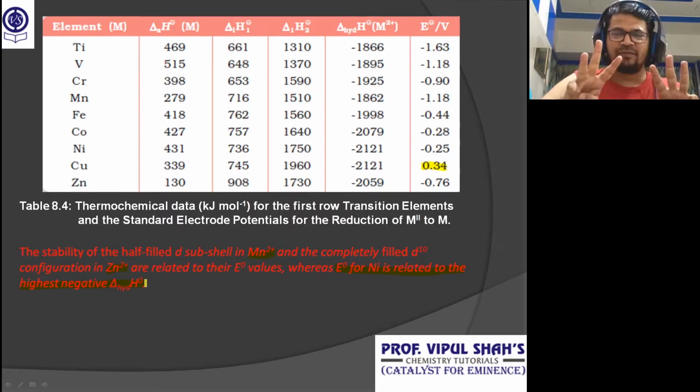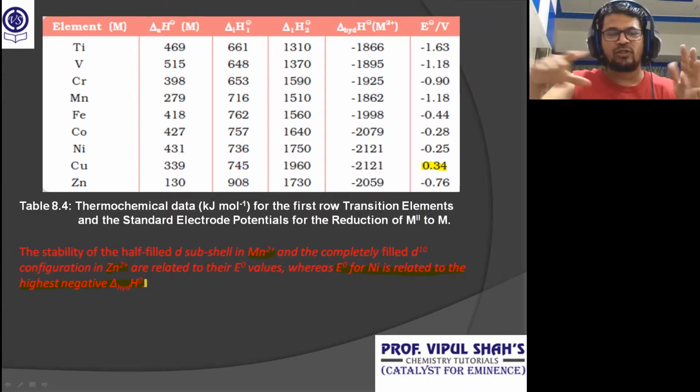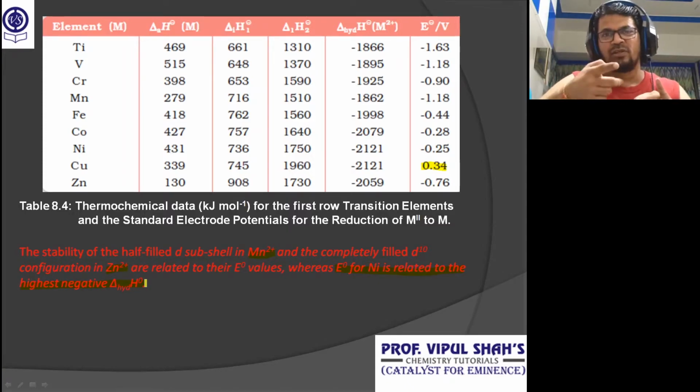So three effects together, and in some exceptions there is one more effect which contributes to electrode potential. One is atomization or sublimation, for the metal from the solid to its gaseous state where it forms free atoms. Second is its ionization. Third is its hydration. Combined, they give us the standard electrode potential, and in some cases it also includes lattice energy, like copper.